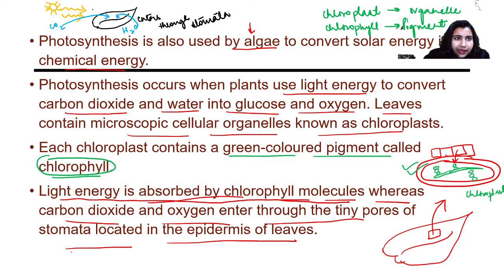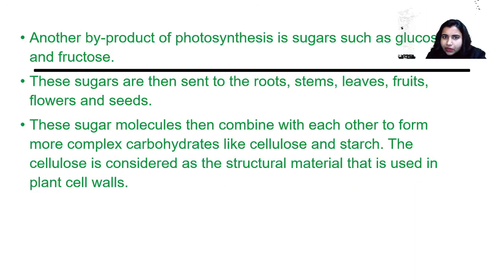And this sunlight is absorbed by chlorophyll, right? Carbon dioxide and water enter the leaf through the stomata, the tiny pores located on the surface. The surface we call the epidermis is basically the surface of the leaf, right? So this is what photosynthesis is.